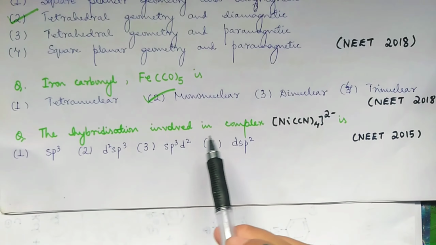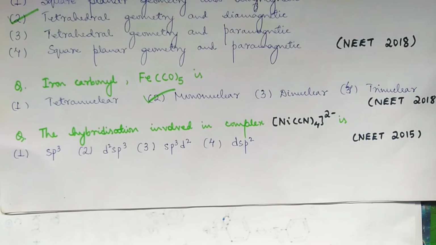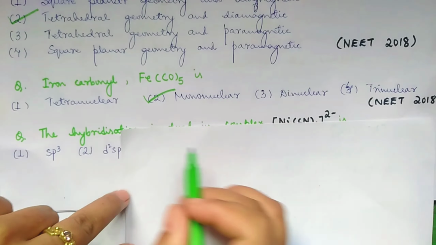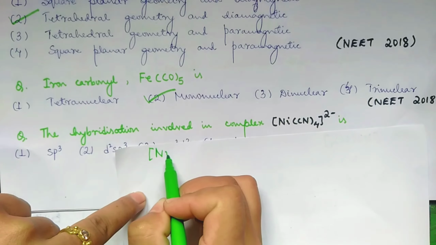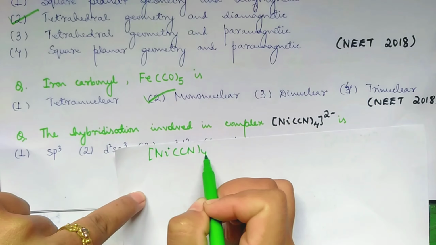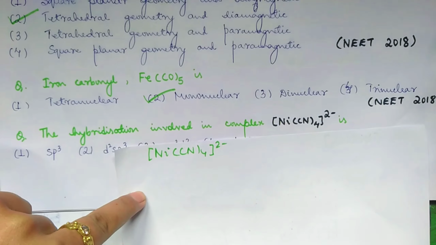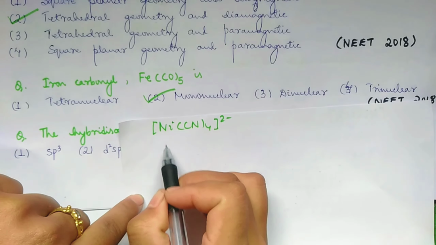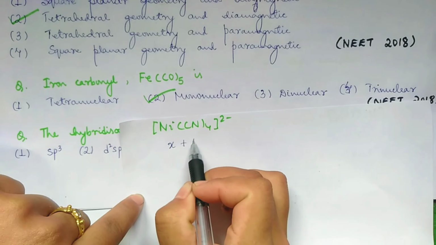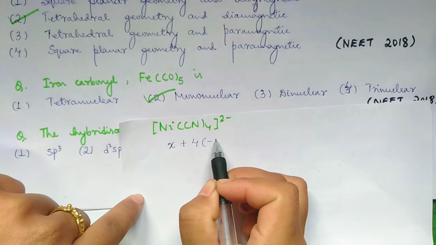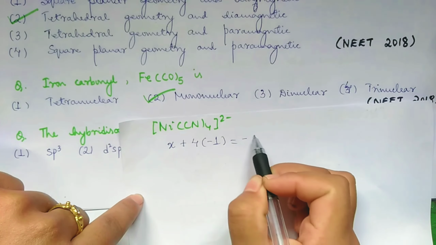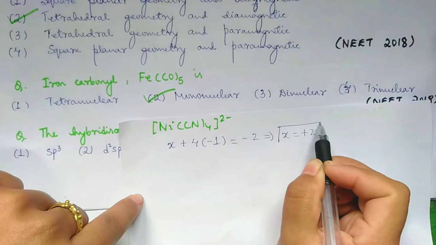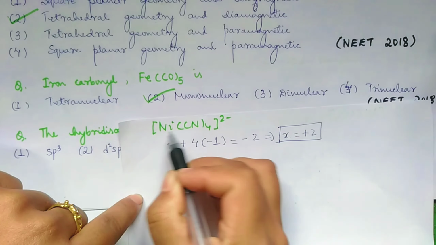The third one. The hybridization involved in the complex is which one? What is the complex? This one. First, calculate the oxidation state of the central metal atom. Let that be X. Plus 4 into the charge carried by the ligand, it is minus 1. Equate it to minus 2. So X is equal to plus 2. Which means that nickel is in the plus 2 oxidation state in this complex.